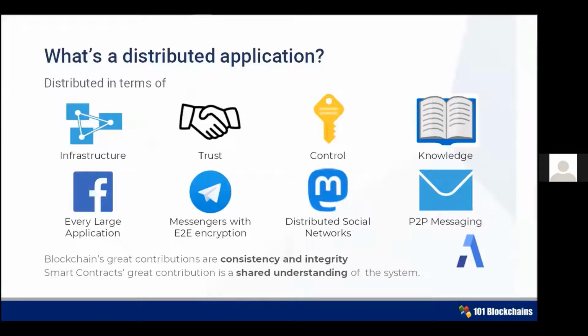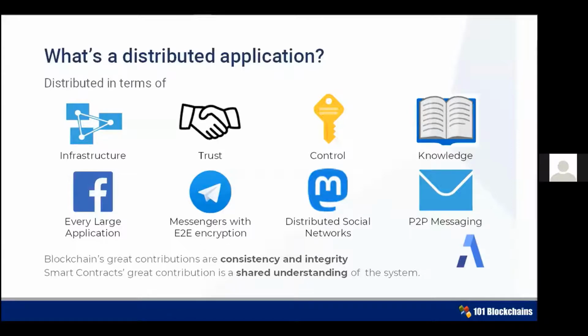It's distributed in terms of infrastructure, i.e. it doesn't run on a single physical machine. And if you're in software engineering, you'll know that every large application nowadays falls into that category. The next is distribution in terms of trust. We remove the central point of trust. There no longer is a central party through which all information flows. Messengers with end-to-end encryption are a good example, where we remove the operator's ability to read our messages.